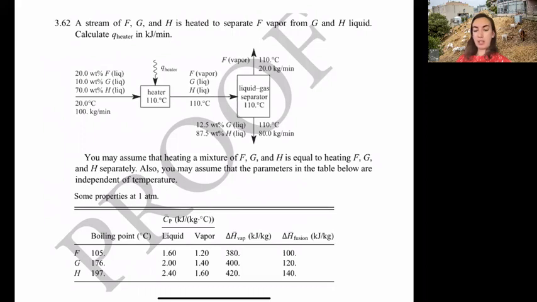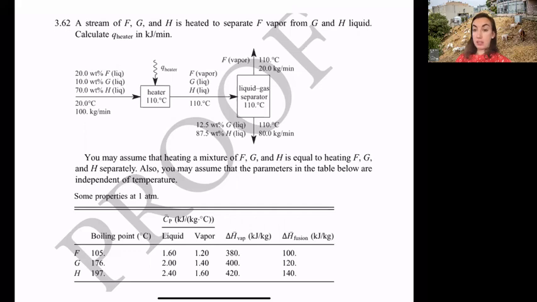We need to find how much heat is provided to then have F as a vapor and G and H remaining as a liquid. So we have some properties listed down here, and we can use that to find Q heater.